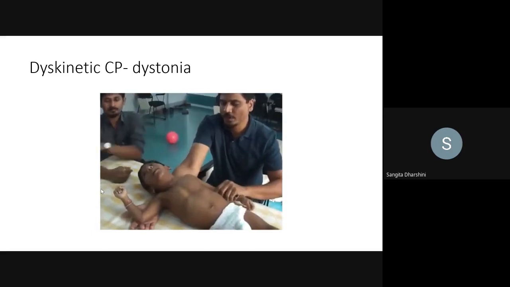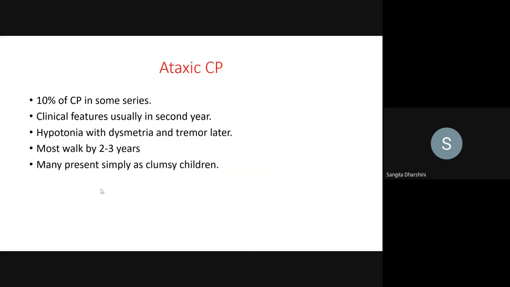The last type of CP would be ataxic CP. This is not so common. Some people have described about 10%. I would say in my own personal practice, maybe about 5% of CPs. Maybe we are missing them because sometimes they are very mild. And these kids can just present as clumsy children. They usually present in the second year with the clinical features of ataxia. And later, they will present with even tremors and dysmetria. Most of them walk by about 2 to 3 years old.